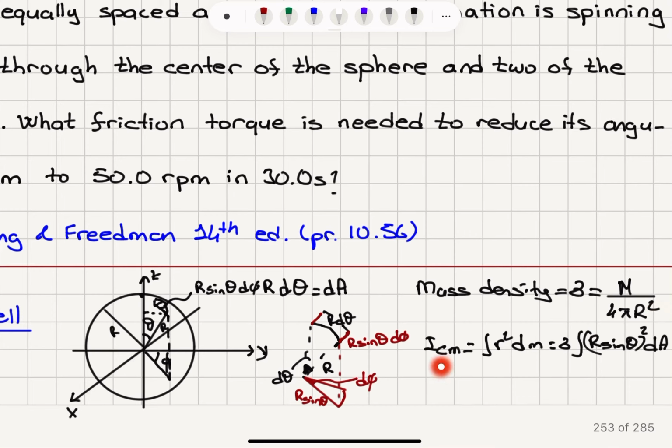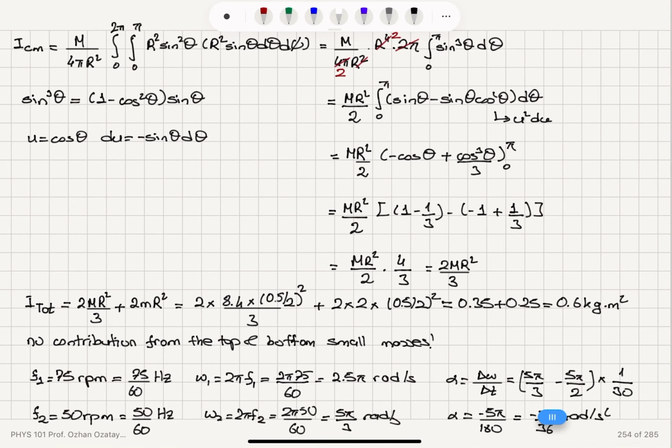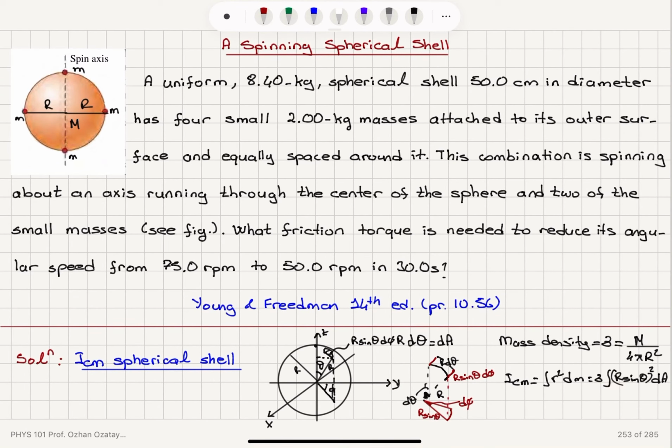And when we calculate the moment of inertia for rotations about the center of mass, integral r squared dm, this r is the distance between the mass element and the rotation axis, so that distance is r sine theta, so it's r sine theta squared dA. So this integral should go from 0 to pi for theta, so that we get this slice, and then we rotate this slice throughout the xy plane here by varying phi from 0 to 2 pi.